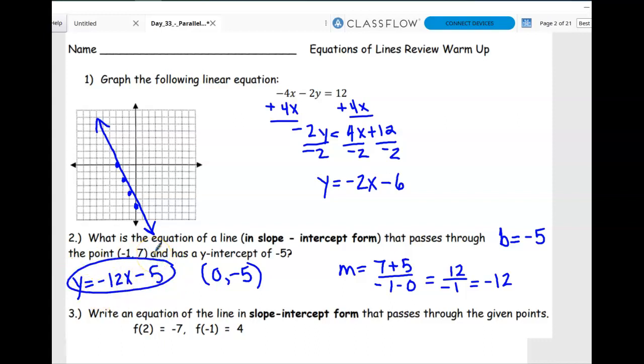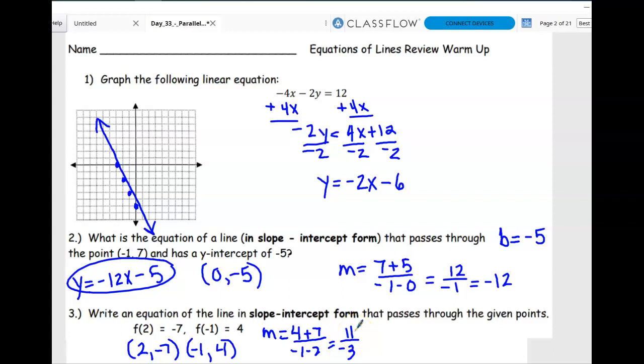Okay, the next one, we're writing an equation in slope-intercept form that passes through the 2 points. So if we have an input of 2, we have an output of negative 7, we have an input of negative 1, and the output is 4. So there's our 2 ordered pairs. First thing I'm going to do is get the slope. So my slope is going to be 4 plus 7, because I'm subtracting that negative, divided by negative 1 minus 2. 4 plus 7 is 11, and negative 1 minus 2 is negative 3. So I got a negative 11/3 slope.